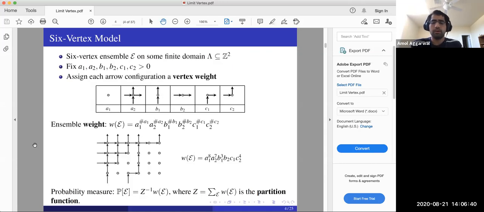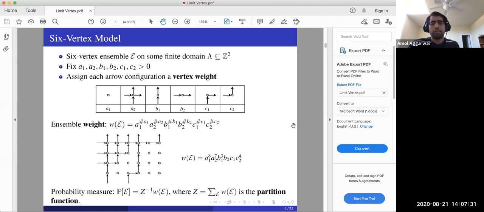In the spirit of classical statistical mechanics, if we have some 6-vertex ensemble E, let's fix some weights, A1, A2, B1, B2, and C1 and C2, and we'll assign to each of the 6 vertices a vertex weight, as depicted here. The empty vertex is given weight A1, the full is given weight A2, the vertical is given weight B1, the horizontal is given weight B2, and the corners are given weights C1 and C2. The weight of the full ensemble is A1 to the number of A1 vertices, A2 to the number of A2 vertices, etc. For example, I've drawn a 6-vertex ensemble here. You can quickly see that there are 8 A1 vertices: they're here, here, and these 6. So you have A1 to the 8, etc.